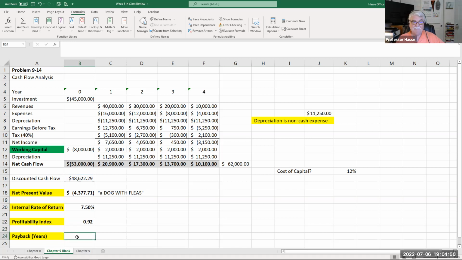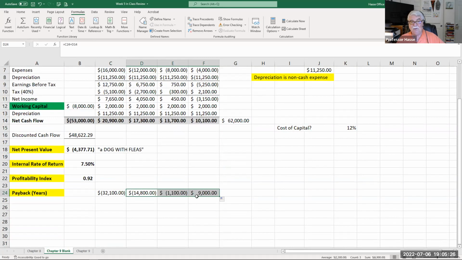And the payback period? Well, let's see what it is. We're investing $53,000, and at the end of year 1, we're bringing back $20,900. We still got $32,100 at the end of year 1 to pay back. Well, we take that 32.1 and we add in the year 2 cash flow. Still got $14,800 to pay back. Slide that on down. Well, it looks like we pay it back finally in year 4.